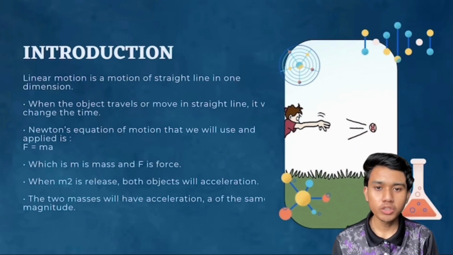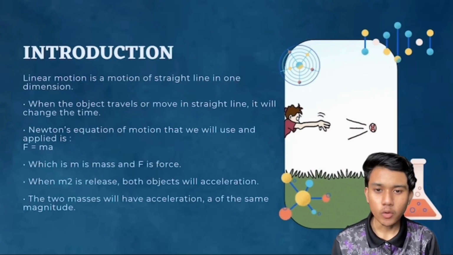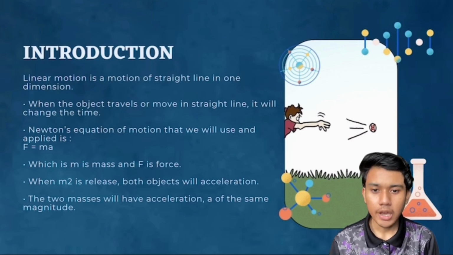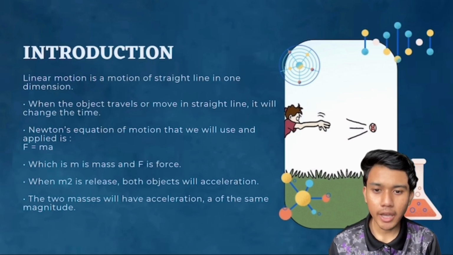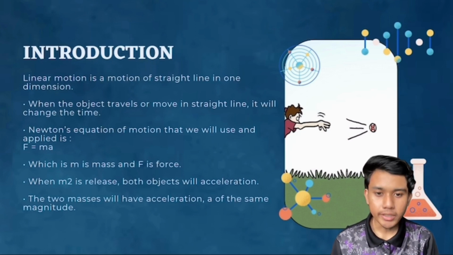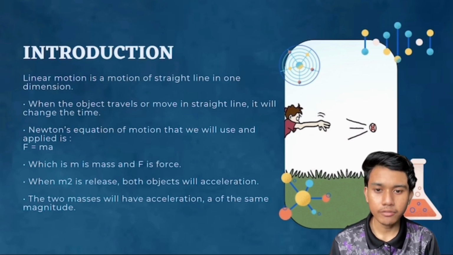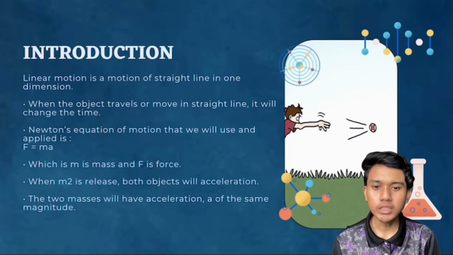So what is linear motion? Linear motion is motion in a straight line in one dimension. When the object moves in a straight line, its position changes with time. Newton's equation of motion that we use and apply is F equals ma, where m is mass and F is force. When m2 is released, both objects will accelerate.